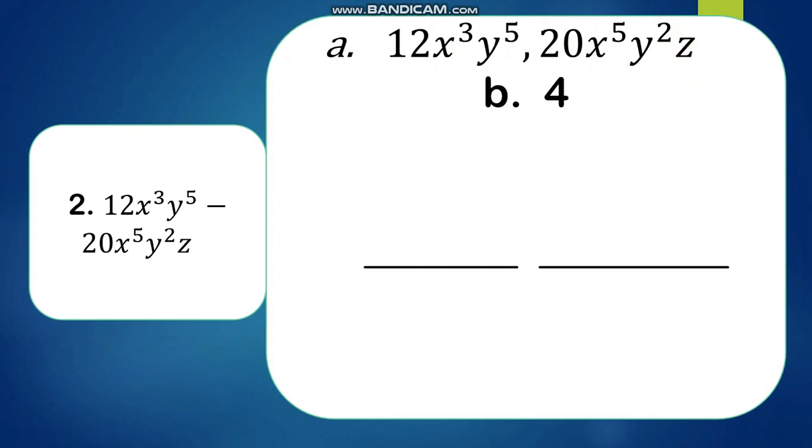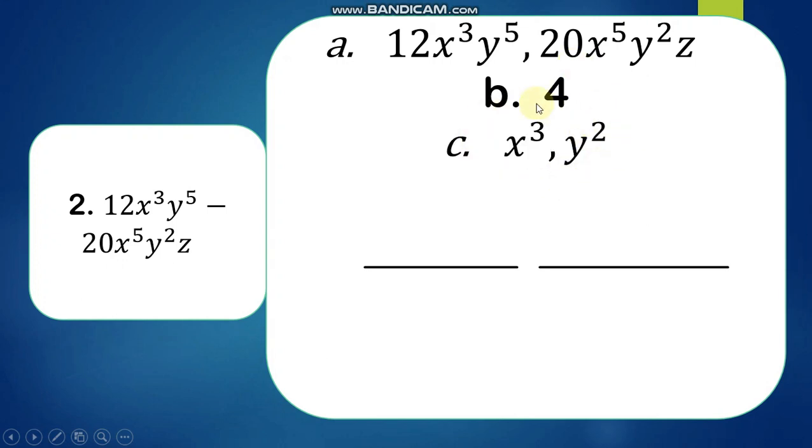Next, find the greatest common factor of the numerical coefficient. Since our numerical coefficients are 12 and 20, let us think of a number that can divide 12 and 20 evenly, and that is 4, because 12 divided by 4 is 3, and 20 divided by 4 is 5. Therefore, 4 is the greatest common factor of the numerical coefficient.